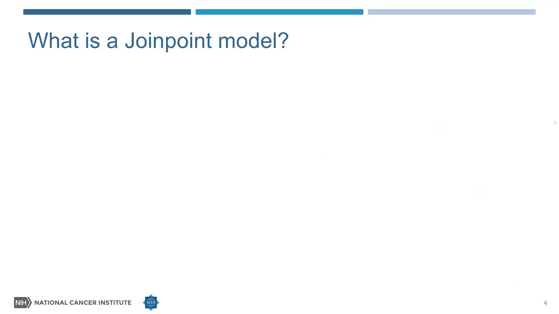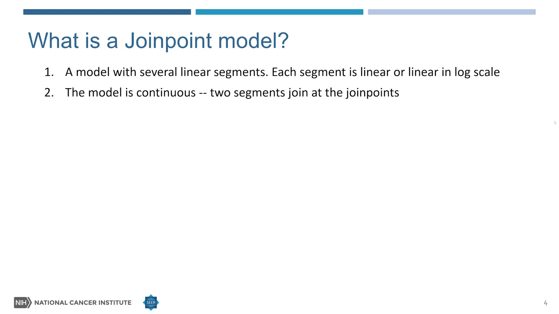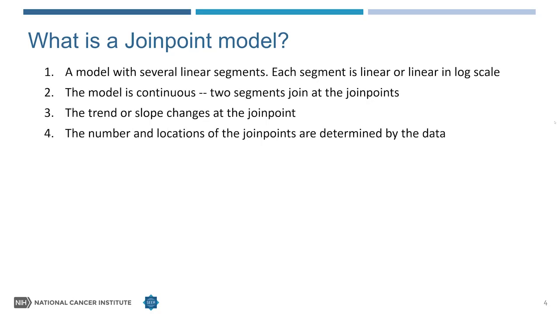What is a joint-point model? Joint-point model is a piecewise linear model with several connected segments. Each segment is linear or linear in log scale. The model is continuous. Two consecutive segments join, and the places where they join are called joint points. At a joint point, the trend starts to change, indicated by slope changes.